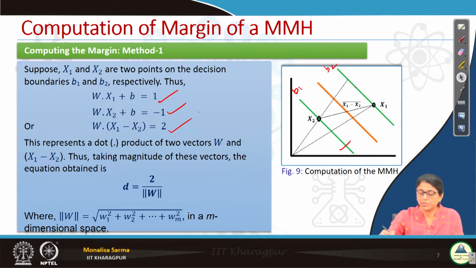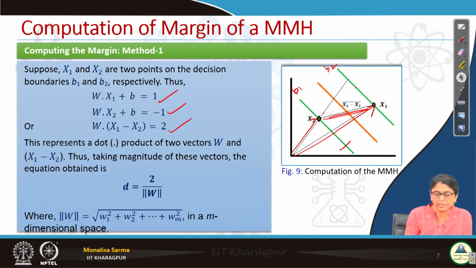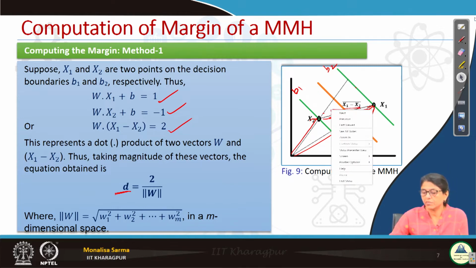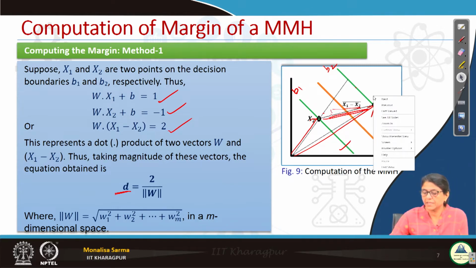In fact, if you see here in this figure, this x2 and x1 are vectors, isn't it? This x2 is one vector, this is one vector. Okay. So then what is this? This is nothing but the vector x1 minus x2, isn't it? So if I want to find out the magnitude of this vector, how will I write? So d is nothing but this vector x1 minus x2. So what is the magnitude of this vector?